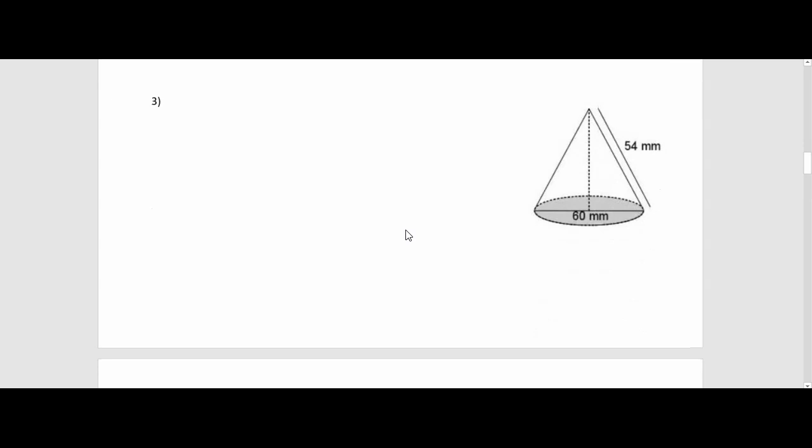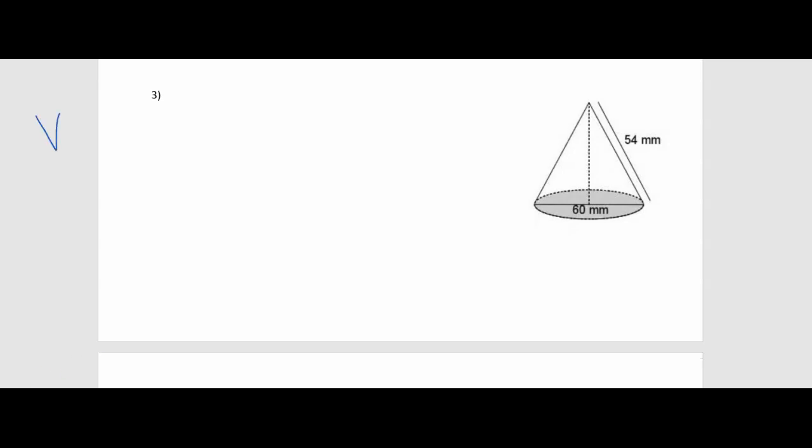Let's actually do number 3. Number 3 is a bit of a tough one because you have to do some work to find some of the dimensions you need. So pause the video, see if you can find the volume of this cone right here. If you can do this one, you can certainly do 1 and 2.